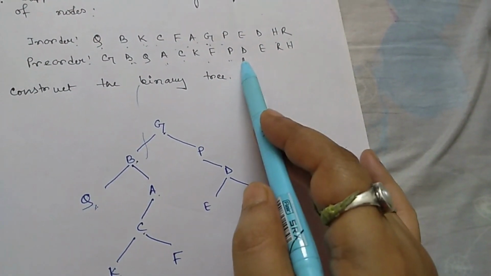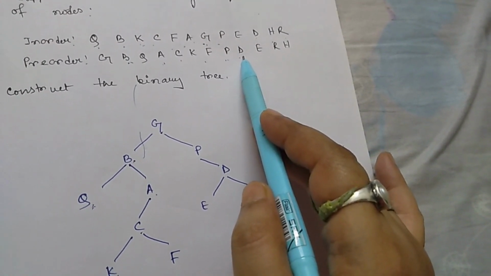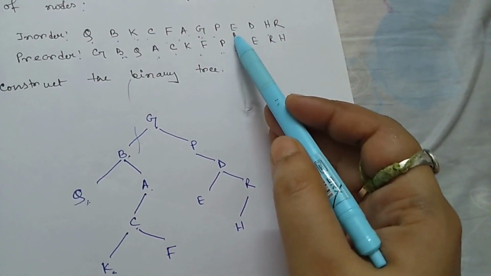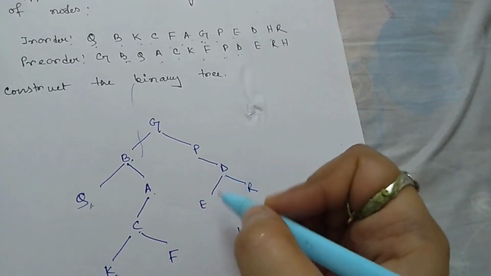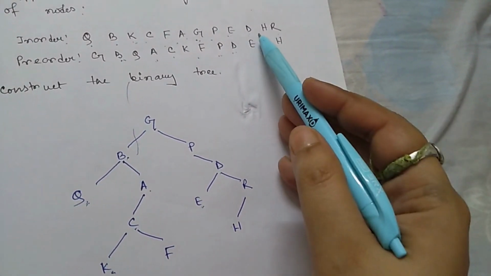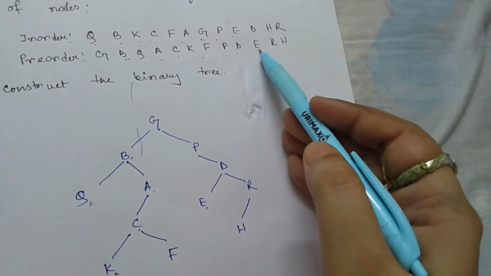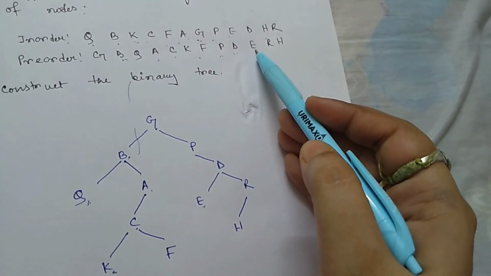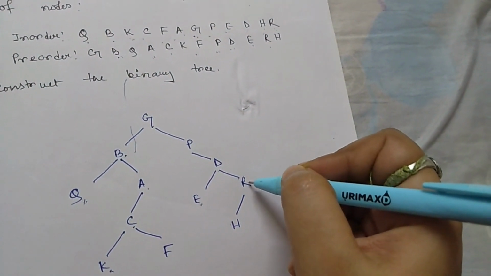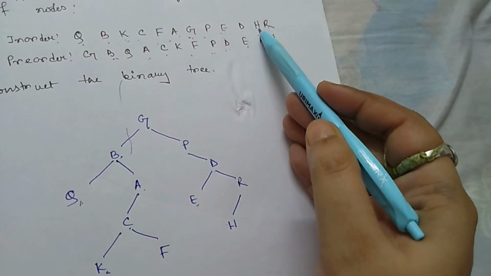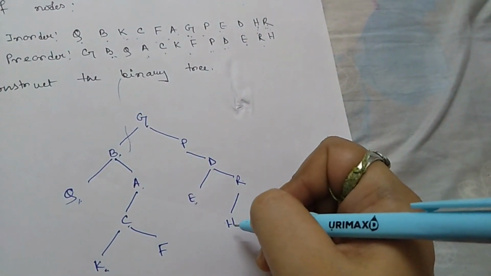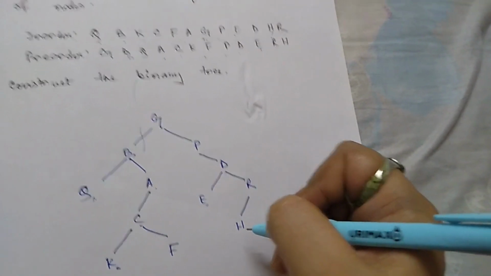The remaining values are E, D, H, R. The next root value we tally in the pre-order sequence is D. Here we draw D. If D is the next root value, E is situated in the left position of D. So here we draw the E value, and the other remaining values are H and R. The next root value we again tally in the pre-order sequence is R. So we draw R, and H is situated in the left position of this R. For that reason, we draw the H value in the left position of R. Okay.